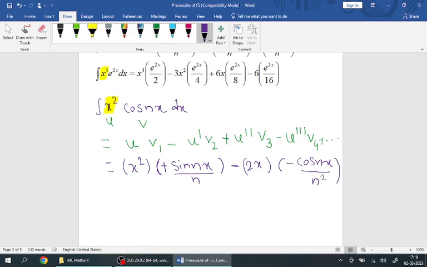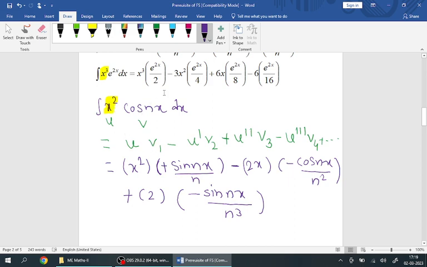So that is u v1 minus u dash v2 plus u double dash v3. Now the derivative of 2x is just 2, and we have v3. Now integration of minus cos nx becomes minus sin nx upon n cube, and that is the end of integration. This type of integration we require. Here we just integrated x square into cos nx.